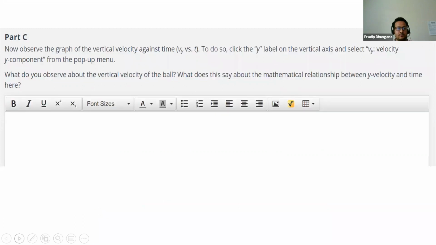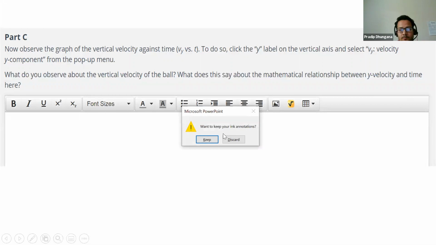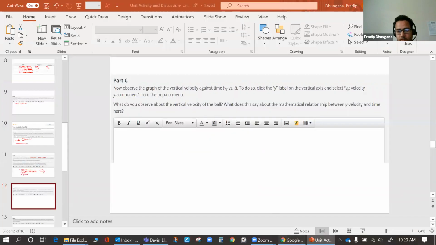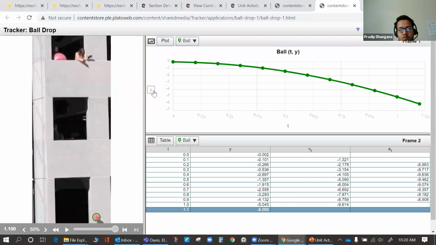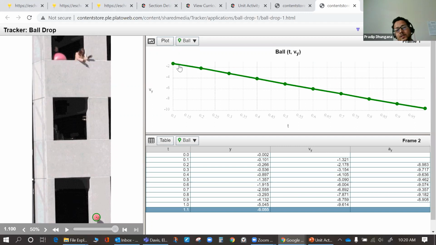Let's go to the next question. Okay, now observe the velocity versus time graph, okay? Vertical velocity. Now, what do you observe about the vertical velocity of the ball? And then again, you have to write the mathematical relationship. Okay, let's go back. Again, I'll minimize this. Let's go back. So this one is vertical displacement. I'll change that to velocity, vertical velocity. And we can see that the graph is almost linear. So let's go back again and answer that question here.